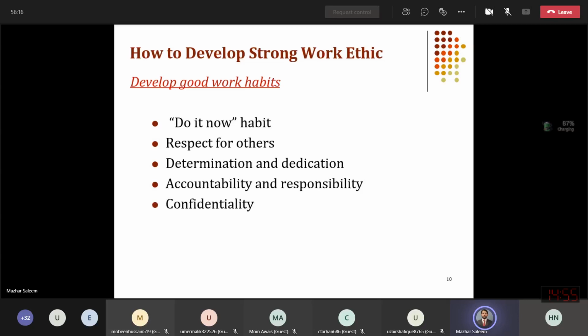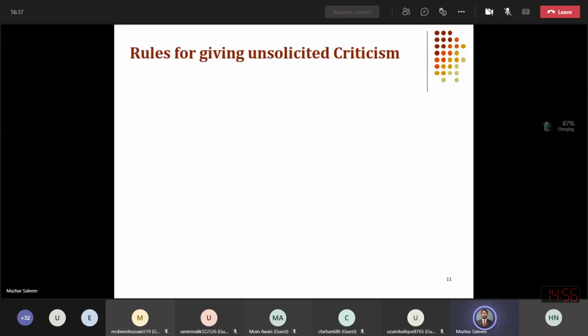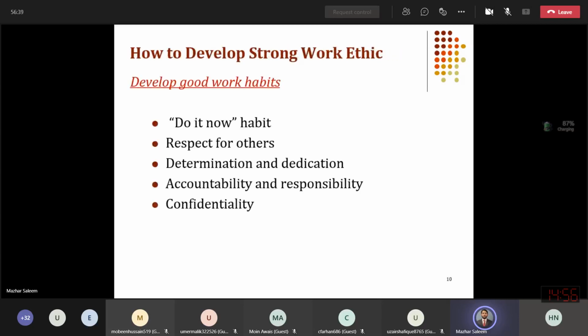All right. Confidentiality. Every organization has certain confidential information that the organization does not want to leak out. So whenever we are working in that organization, we need to respect the confidentiality of that organization. Okay. So these were some of the things related to the strong work ethic.